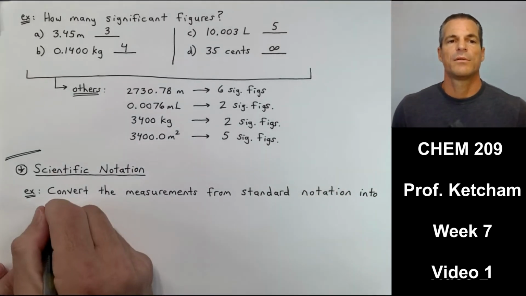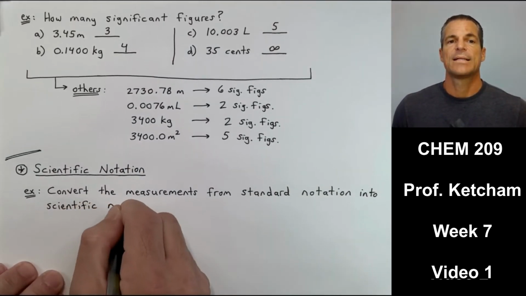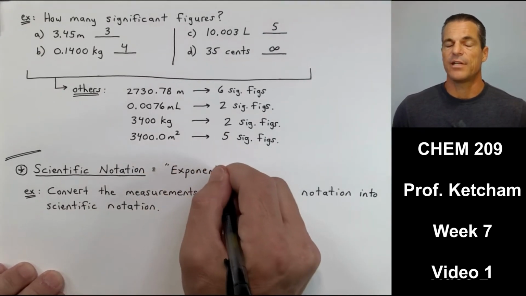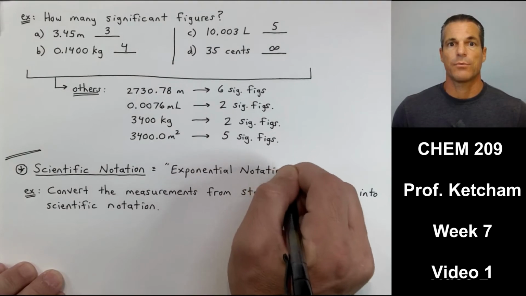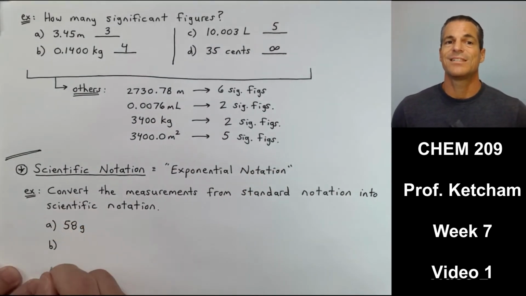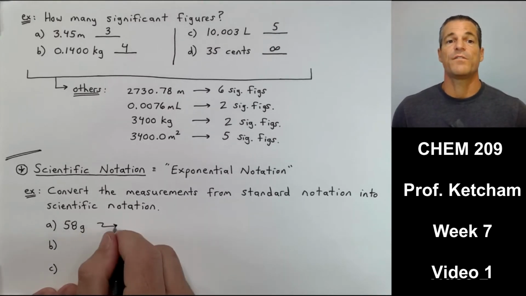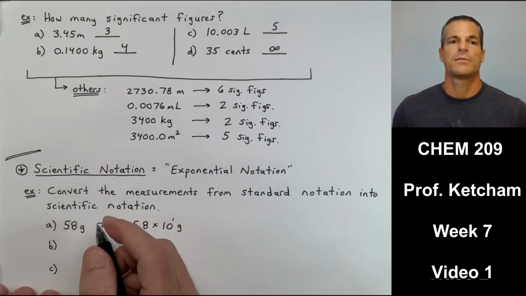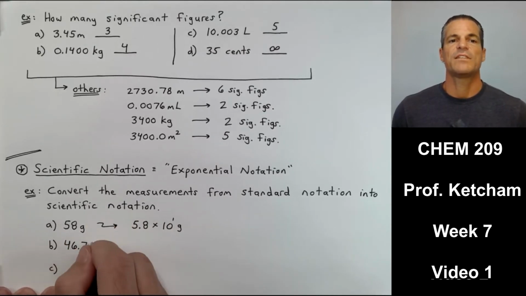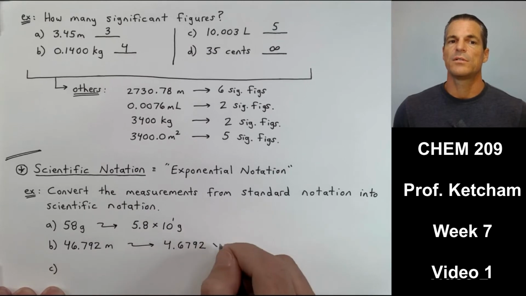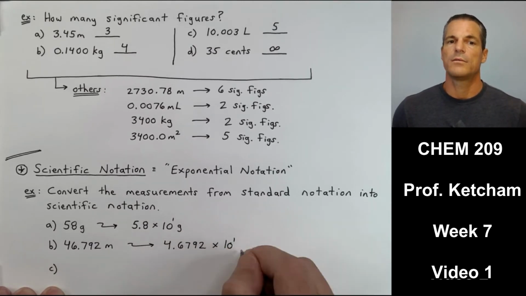Scientific notation. Example. Convert the measurements from standard notation into scientific notation. Standard notation is just like a regular number. So 58 grams, 5.8 times 10 to the first grams. 46.792 meters, 4.6792 times 10 to the 1 meters.